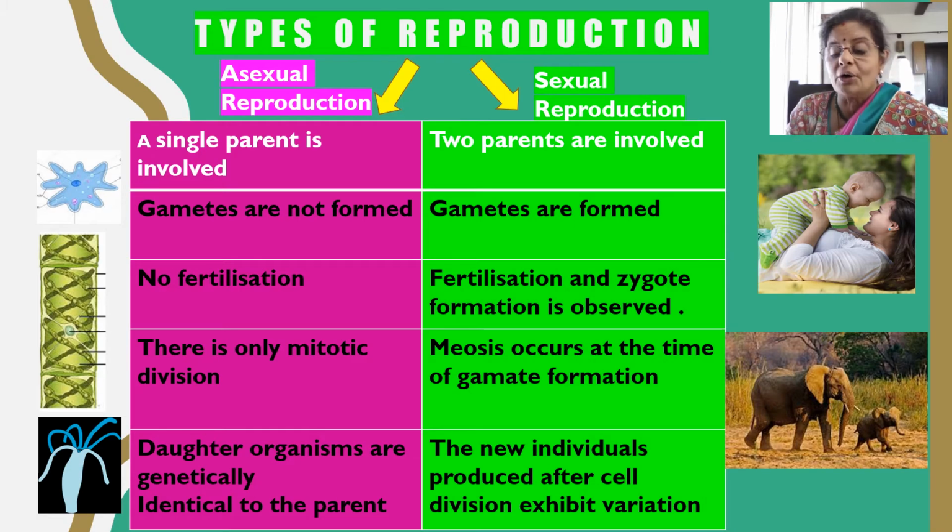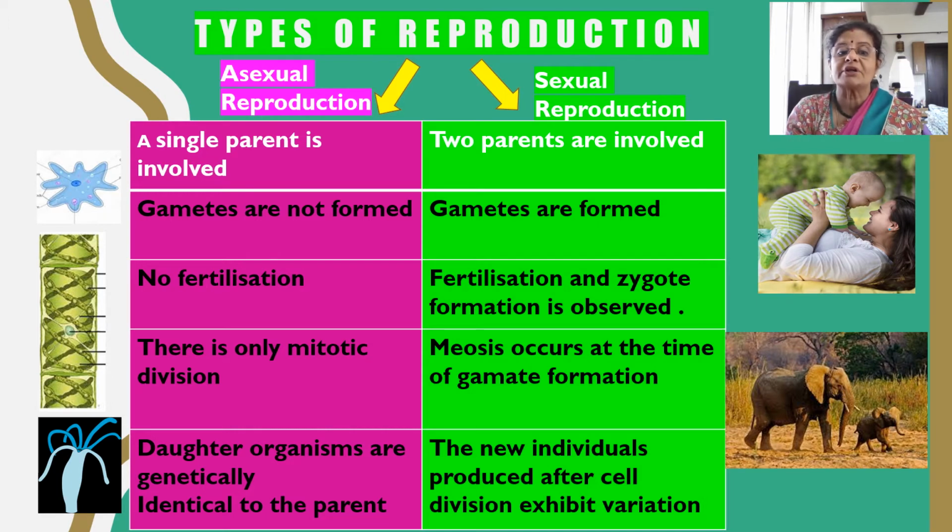Let's understand about types of reproduction. There are two types of reproduction: asexual reproduction and sexual reproduction. So in the case of asexual reproduction, a single parent is involved, whereas in the case of sexual reproduction, two parents are involved. In the case of asexual reproduction, gametes are not formed, whereas in the case of sexual reproduction, gametes are formed. No fertilization takes place when it comes to asexual reproduction, whereas fertilization and zygote formation is observed in the case of sexual reproduction.